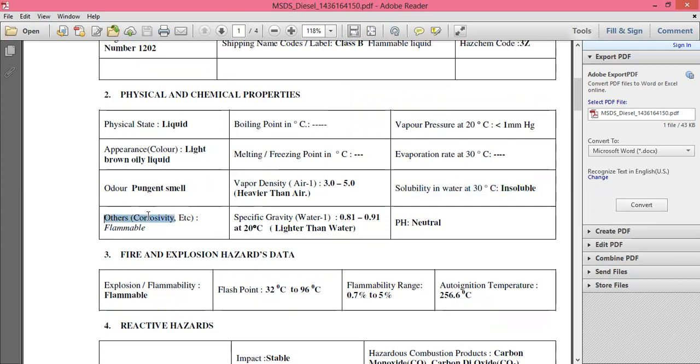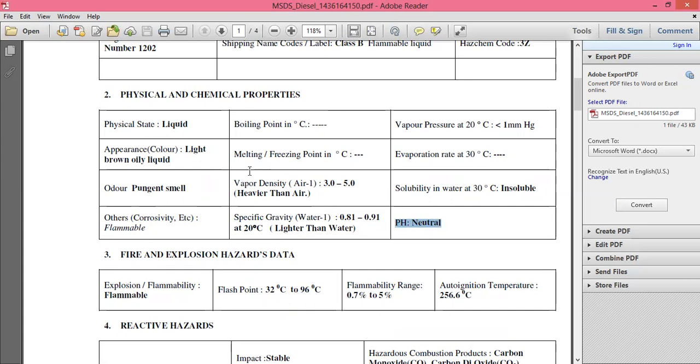Other properties of this cargo says that it is a flammable cargo. Specific gravity is 0.81 to 0.91 at 20 degrees Celsius. That means it is lighter than water. It is going to float on the surface of the water. And pH value, it is neutral. It is not acidic. So these are the physical and chemical properties.